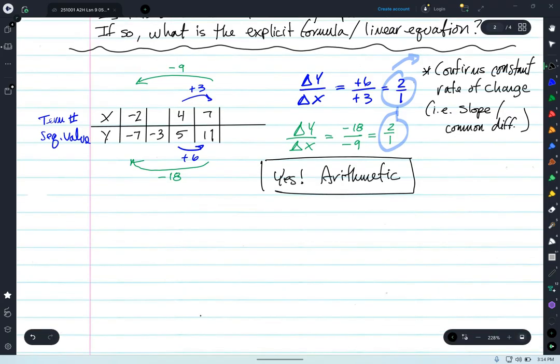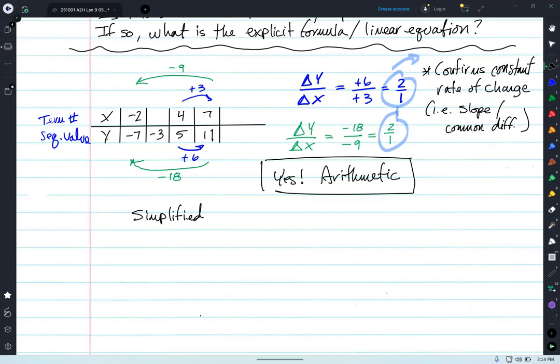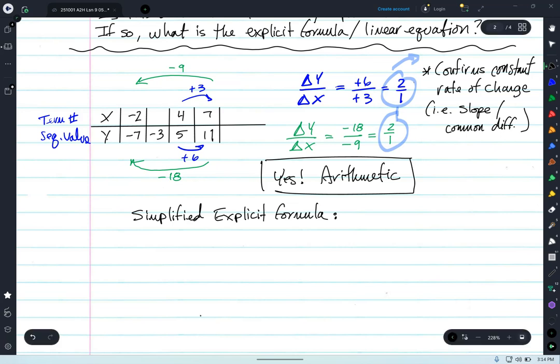Okay. All right, now, here we go. I'm going to give you the simplified explicit formula. So kind of what we just sort of came up with up above. Simplified explicit formula. What language am I using? Algebra 2 language or Algebra 1 language? Algebra 2, good. Okay. And that looks like this. A sub n is equal to dn plus a sub 0.